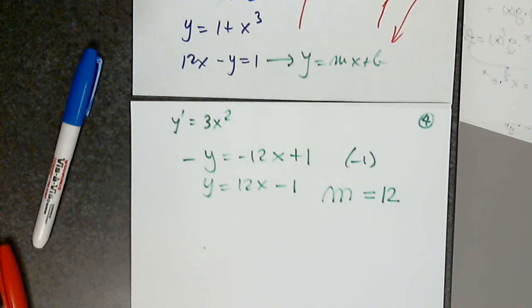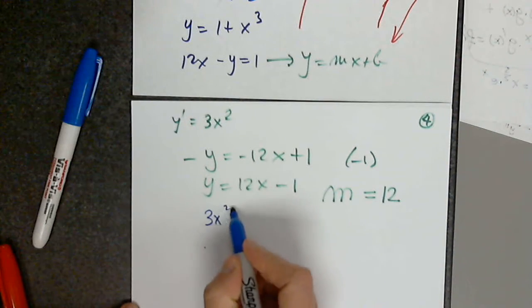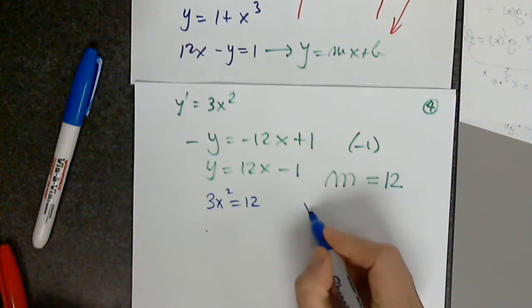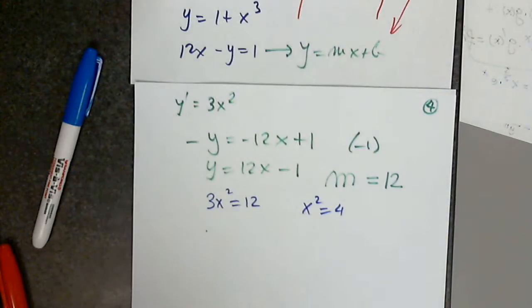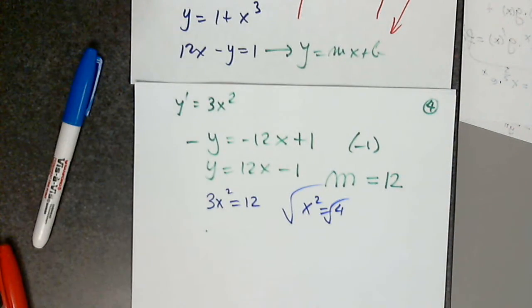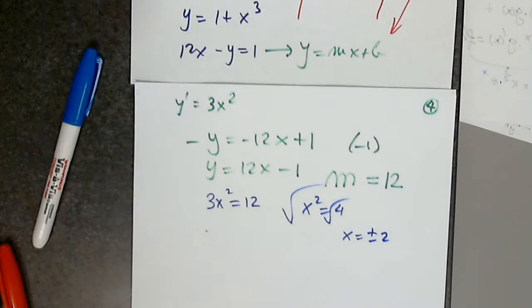Set the derivative equal to 12. Exactly. So I have to set 3x squared equal to 12. And what type of equation is this? So I know how to solve it. Very good. Quadratic. How do I continue? Divide both sides by 3. Very good. I get x squared equals 4. And now take the square root. Since it's quadratic, how many solutions do I expect? 2. Perfect. So then x equals, indeed, plus or minus 2.